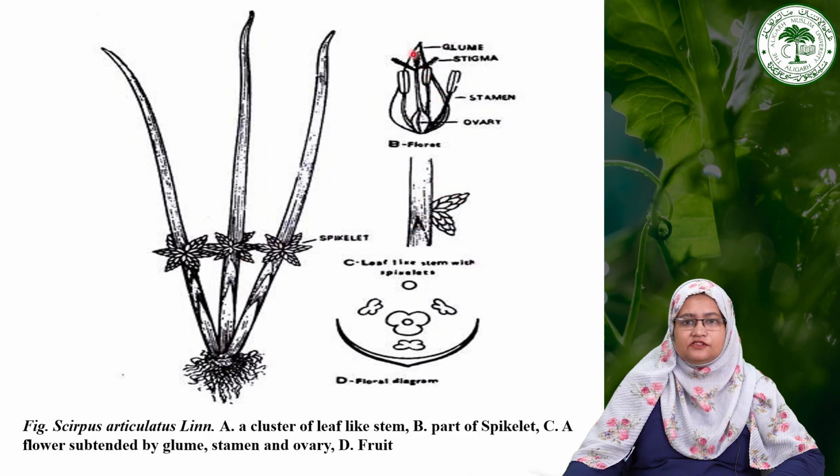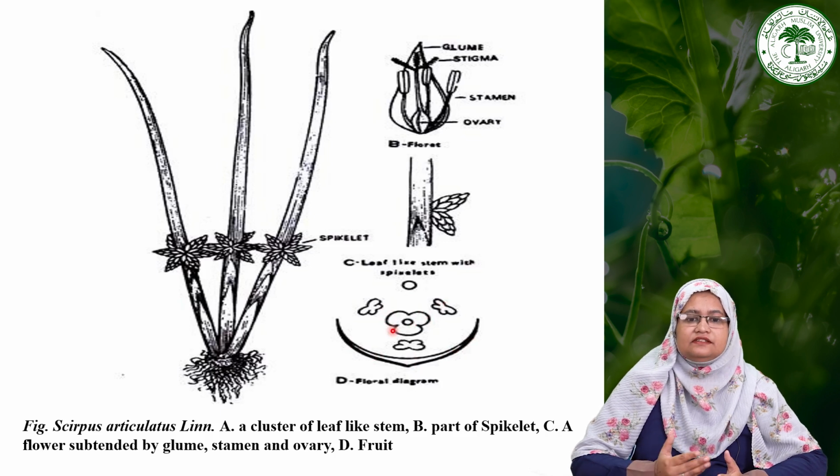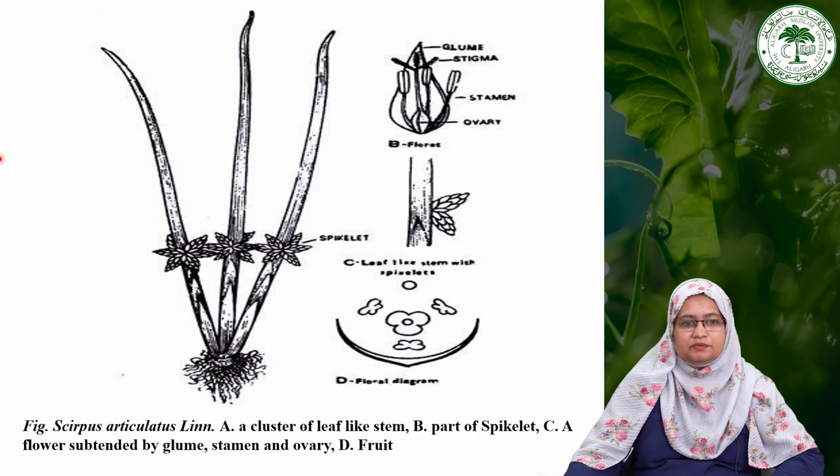Here is the bract that is termed as glume, then stamen and gynoecium. There are 3 in number. In the floral diagram that is shown here, you can see only one bract, then 3 androecium, and the gynoecium is represented by a tricarpellary syncarpous superior ovary. So this is showing some main characteristics of the family Cyperaceae in Cyperus articulatus.